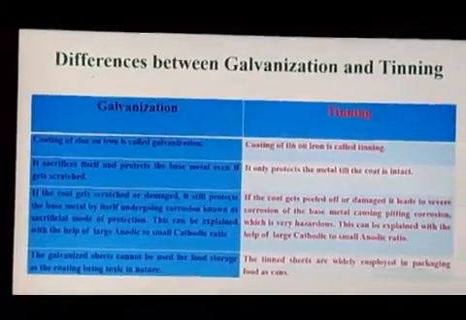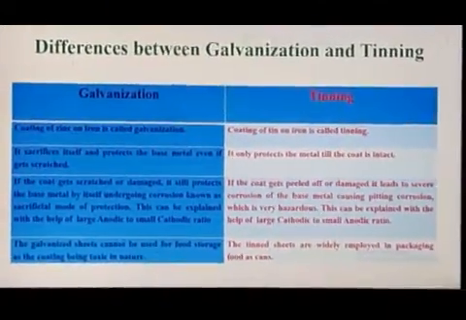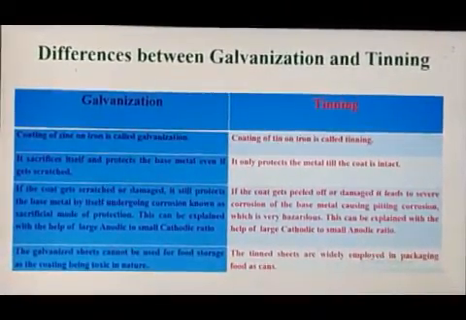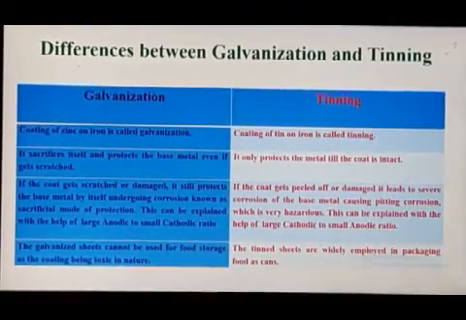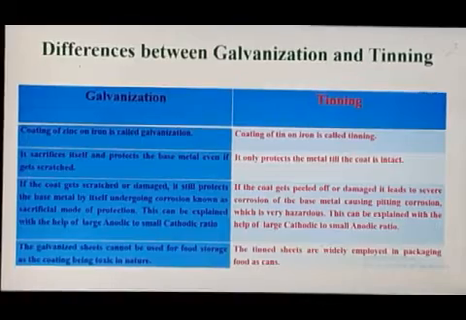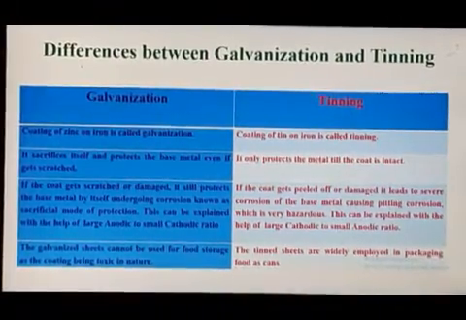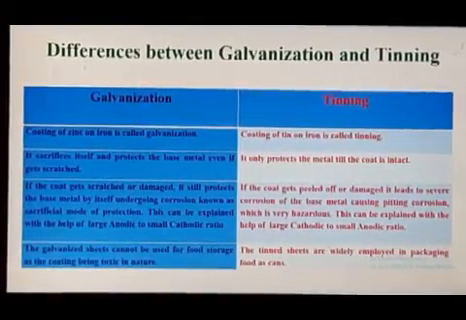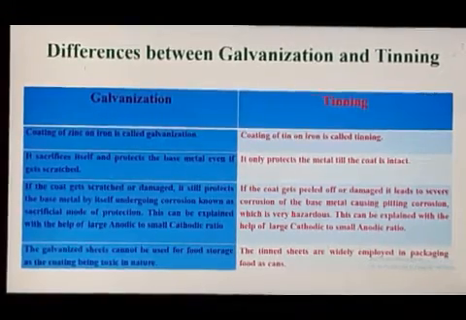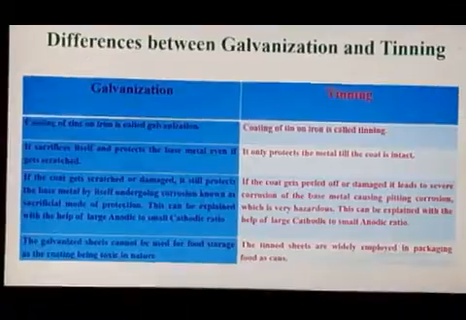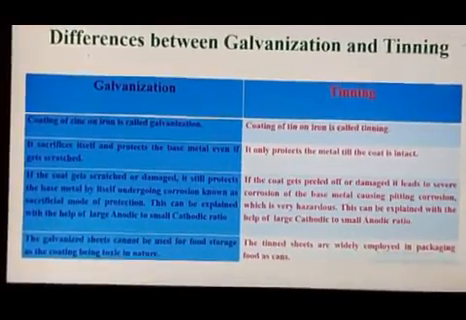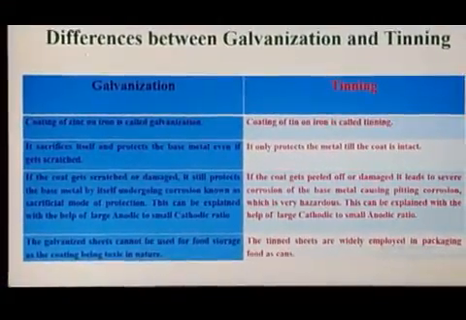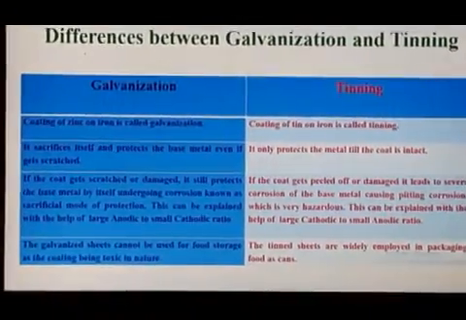Let us now compare the two processes of galvanization and tinning. Galvanization is coating of zinc on iron, whereas tinning is coating of tin on iron. Galvanization protects the base metal by itself undergoing corrosion, whereas tinning, if scratched, leads to intense corrosion, which can be explained with the help of the area of anode to cathode. The galvanized sheets cannot be used for storage of food because zinc is toxic in nature, whereas tin sheets are widely employed in the packaging of foods as cans.